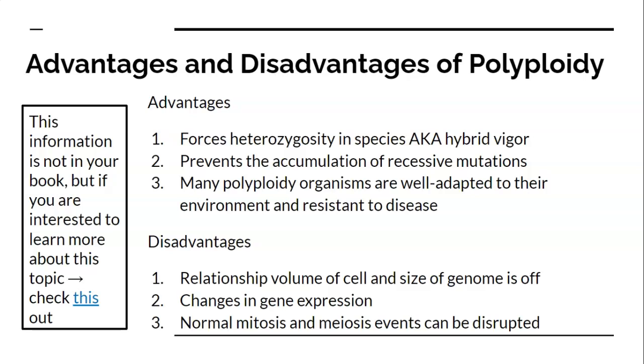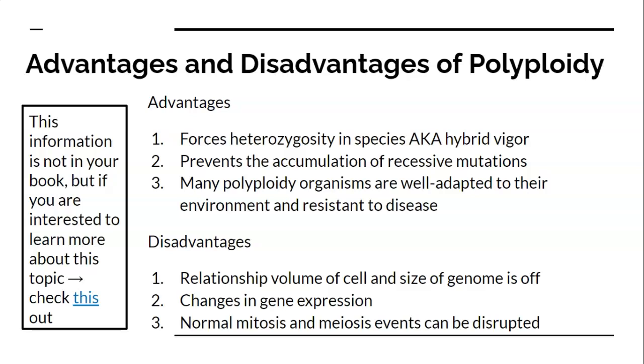So some advantages and disadvantages. Advantages, of course, is it forces heterozygosity. So this is hybrid vigor. This just means that by being heterozygous, it's less likely that you're going to be affected by any sort of homozygous recessive disorder. So that's nice. Two, it prevents the accumulation of recessive mutations. And then three, polyploid organisms are well adapted to their environment and resistant to diseases. All huge advantages.